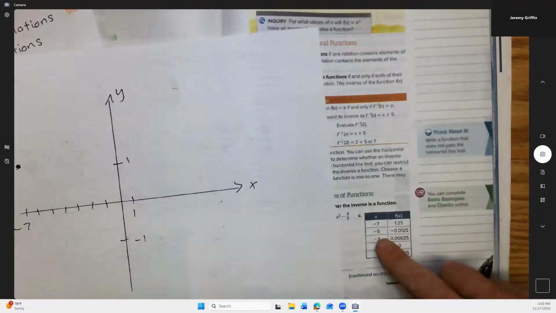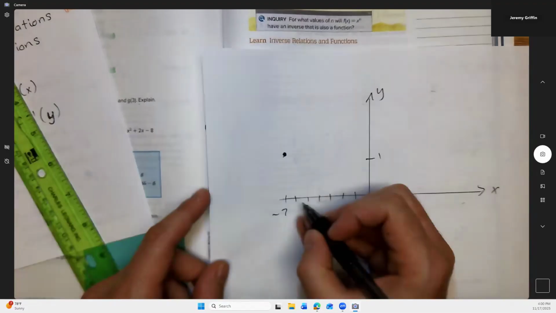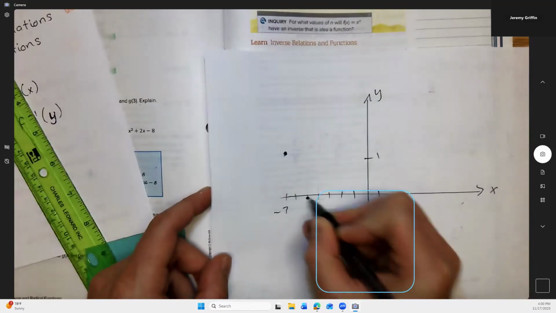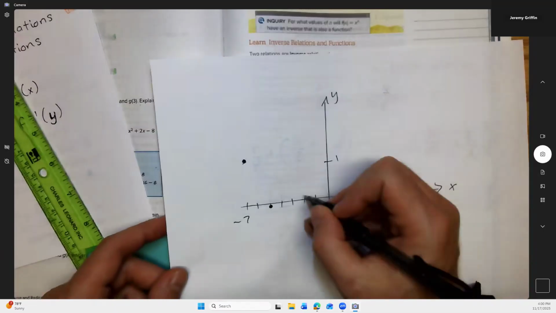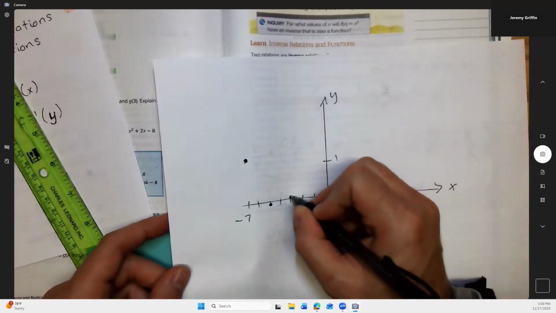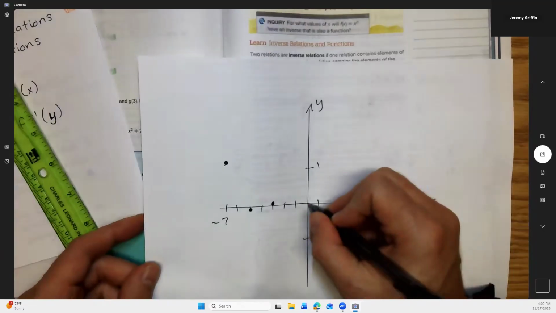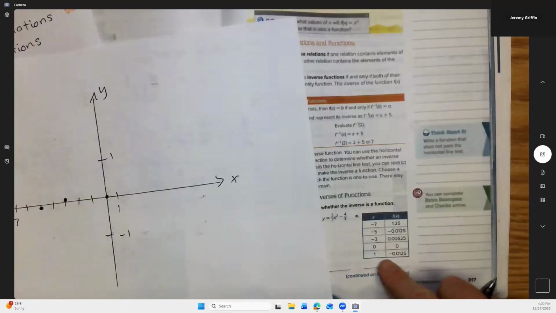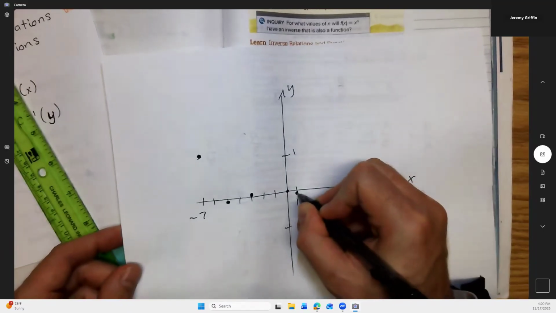-5, -100, basically. That's like right here. -3, and then a tiny, tiny, tiny bit. I don't know, are they pulling from some real life example? These are some weird numbers. 0, 0. And then 1, negative something. Okay, that's it.